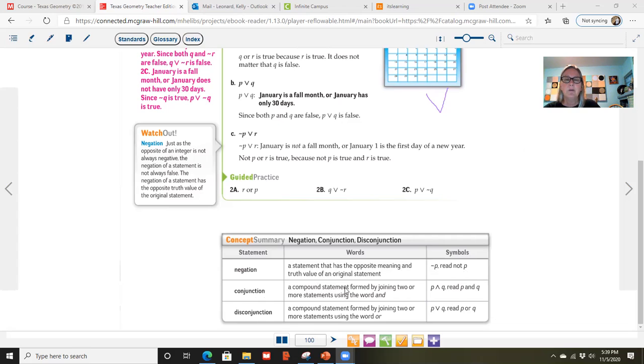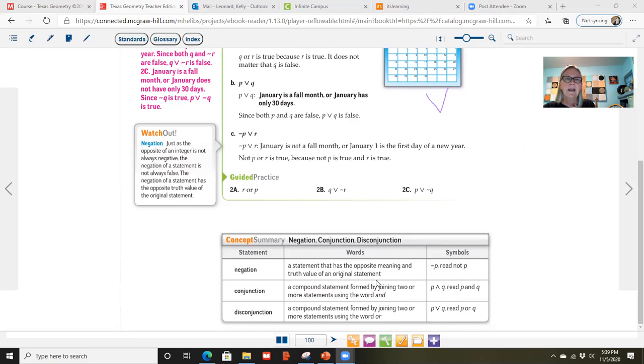Conjunction, a compound statement formed by joining two or more statements using the word and. Remember, this kind of looks like a capital A for and. P and Q could be read the conjunction of P and Q, or you could also read it as P and Q. That's why they're telling you how to pronounce these new symbols. The third symbol is this V, like an upside down V. It means or. P or Q is how you read it, or the disjunction of P and Q, a compound statement formed by joining two or more statements using the word or.